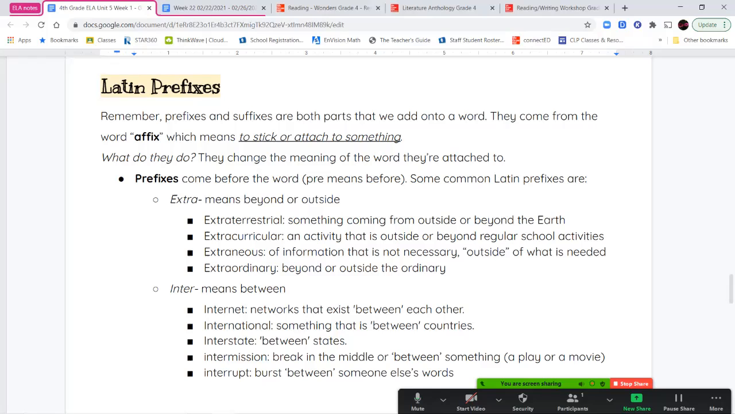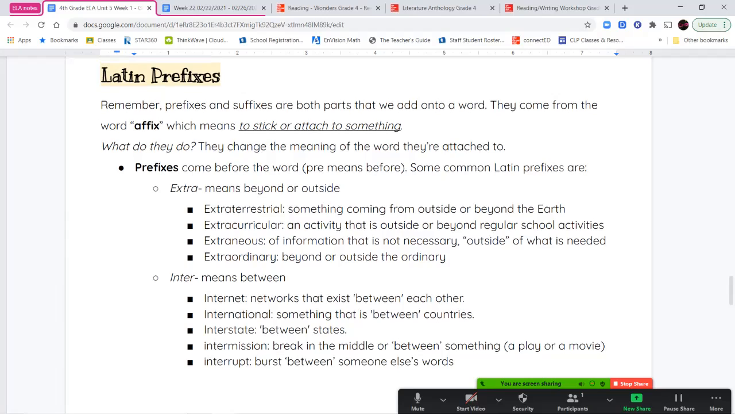So we have the two prefixes extra and inter. So extra means beyond or outside. So if we're talking about extraterrestrials, we're talking about something that comes from outside or beyond the earth. So terrestrial means earth. So extraterrestrial is something that comes from outside the earth. So we're talking like aliens right now. If we're talking about an extracurricular activity, it's an activity that is done outside or beyond your regular school activities. So extracurricular. Curricular comes from curriculum, and that's talking about the things you do and learn about in school.